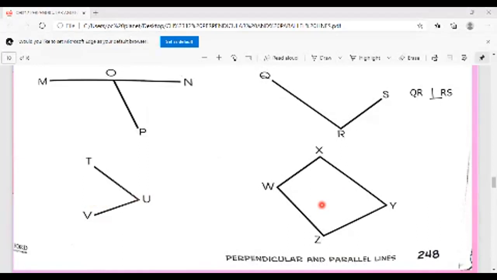Okay, this figure is the tricky one that I was waiting for you all to explain, because in this figure you have only one perpendicular pair of lines. The other corner is not perpendicular. The other three corners are not perpendicular lines. We have only one pair of lines that are perpendicular.